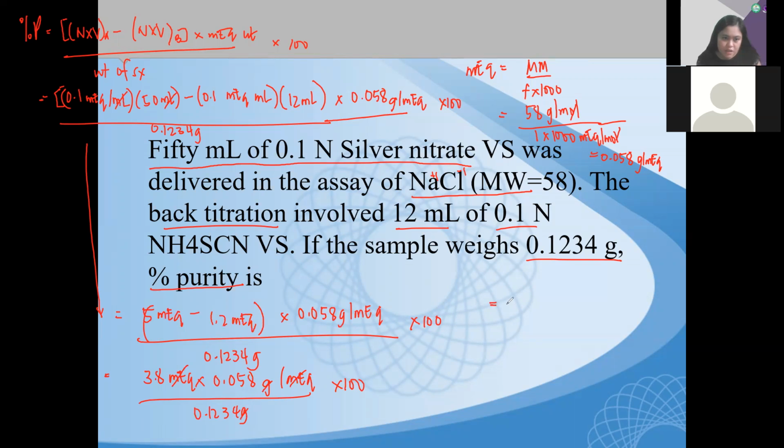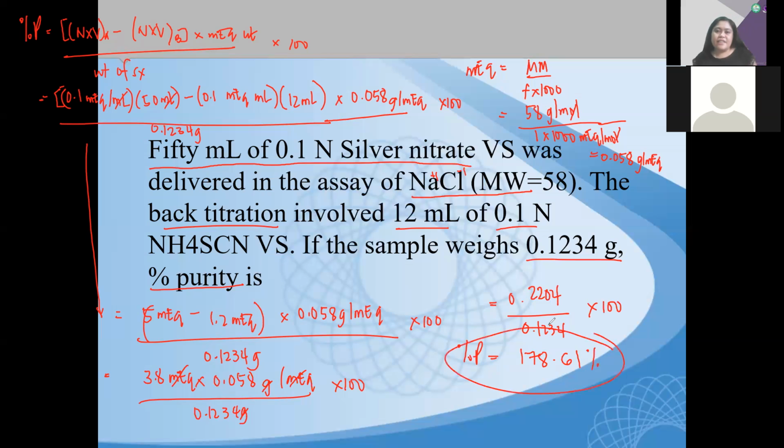Let me continue here on the right side. 3.8 times 0.058 is 0.2204, divided by 0.1234 times 100. What's the percent purity? Okay, correct. Percent purity is equal to 178.61%. So this is the correct answer.